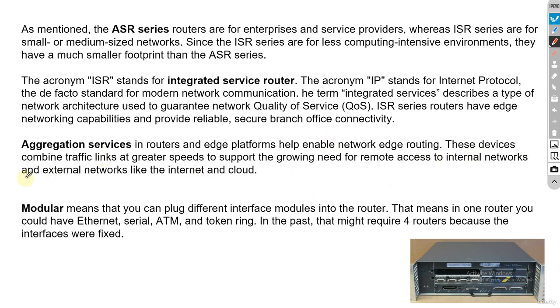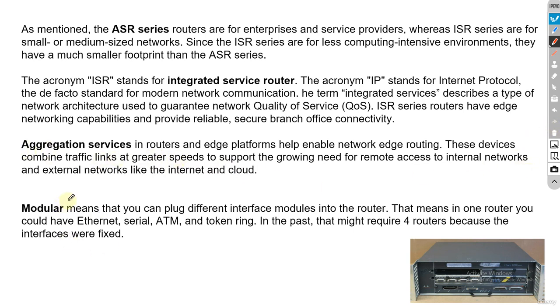Okay, so these devices combine traffic link at greater speed to support the growing need for remote access to internal network and external network like the internet and clouds. Okay, so this is a need of ASR. So not only a service provider, but a large kind of organization also using ASR routers.